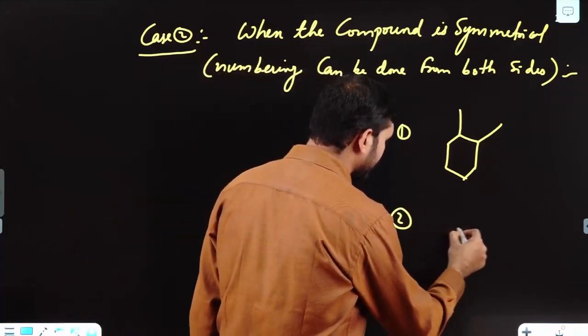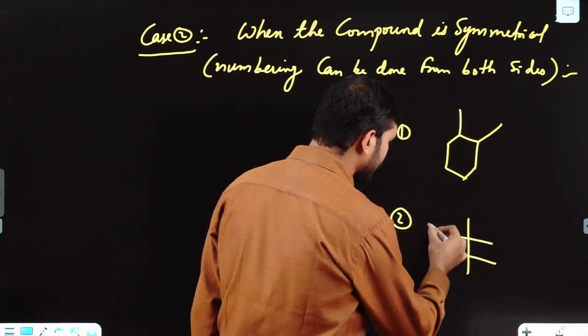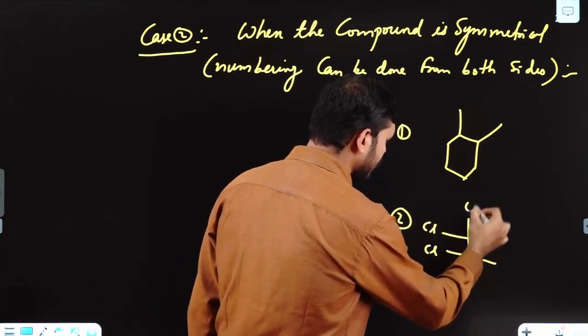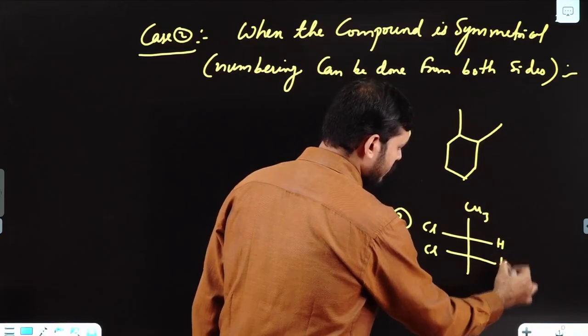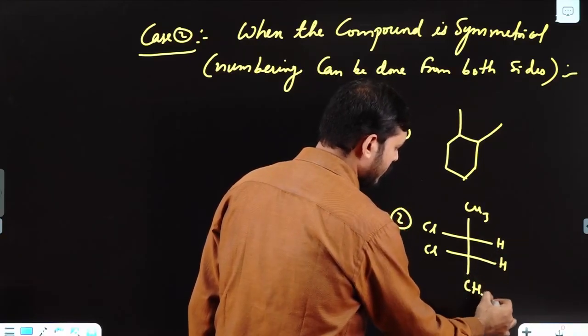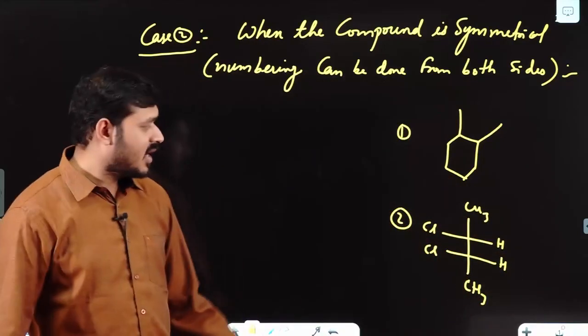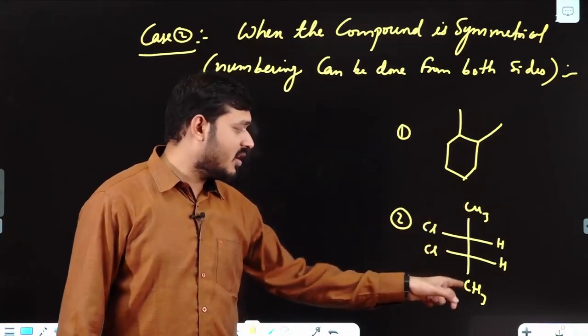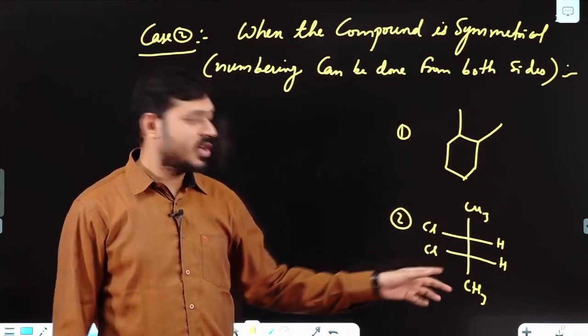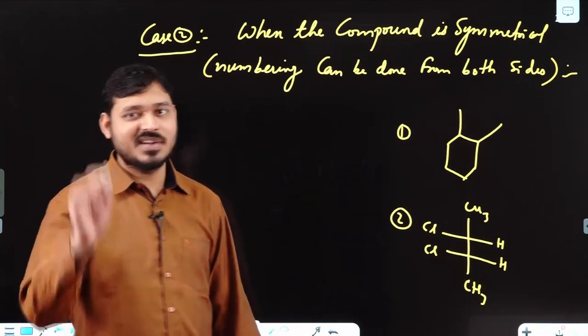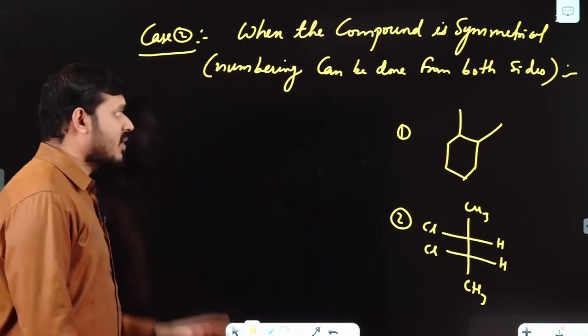Second, this example. Okay, here also you can make numbering from upside or from downside, no issues. 2 chiral centers you are having. Clear? So in this way, numbering can be done from both sides.